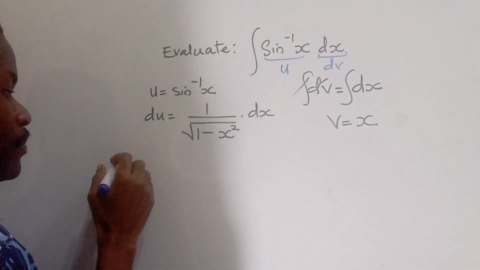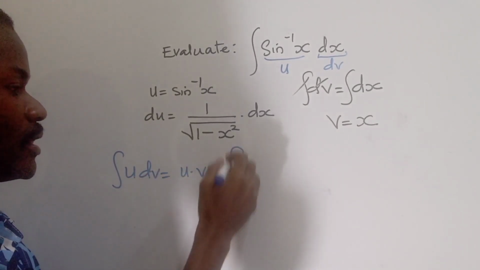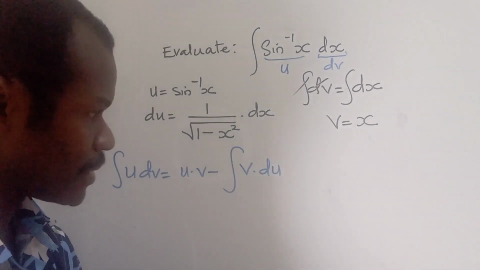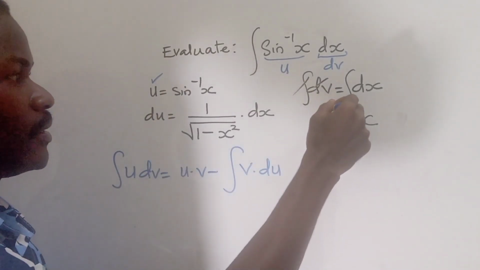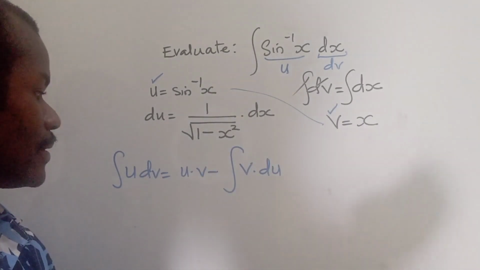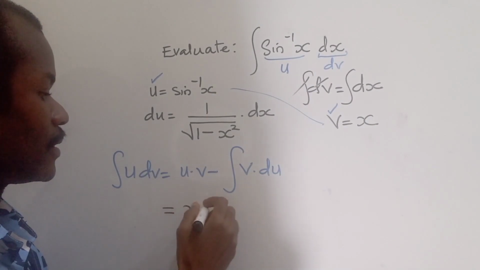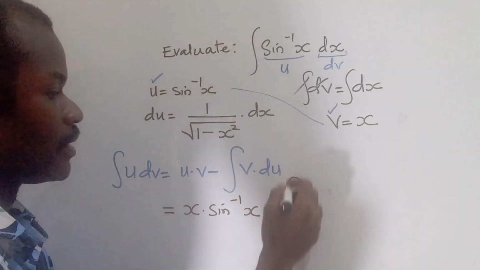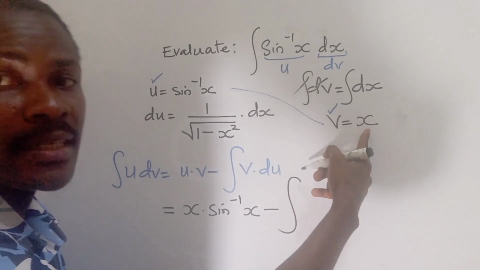Now that we have that, we can introduce our formula, which is the integral of u dv equals u multiplied by v minus the integral of v multiplied by du. So now let's substitute values. Already we have this. So x multiplies sine inverse of x minus the integral of, what is our v? Our v here is simply x.